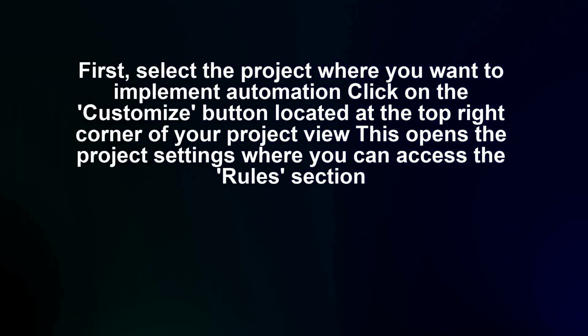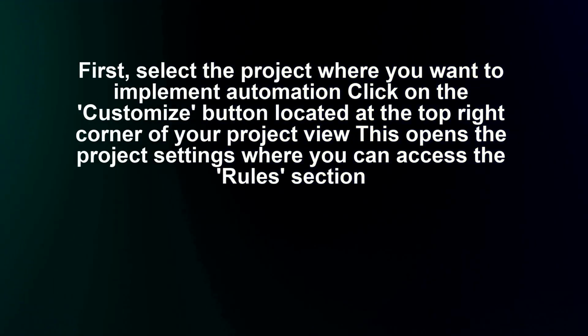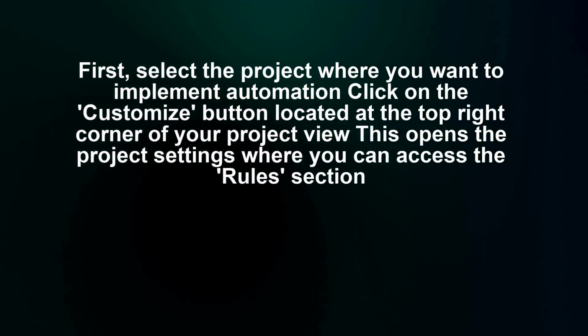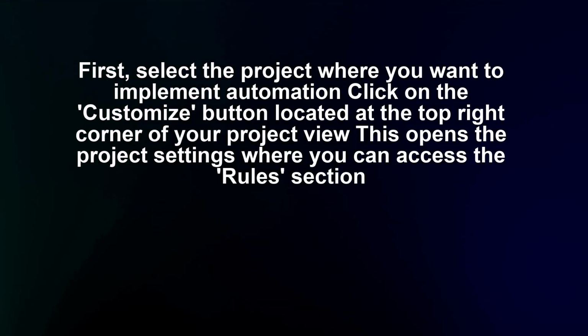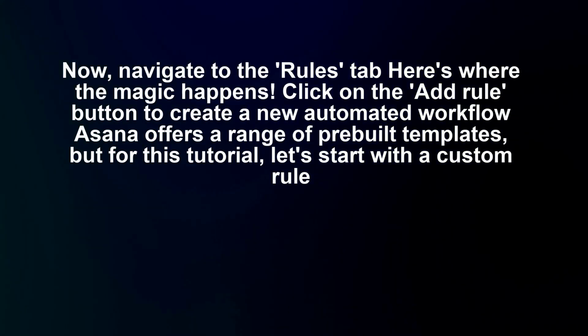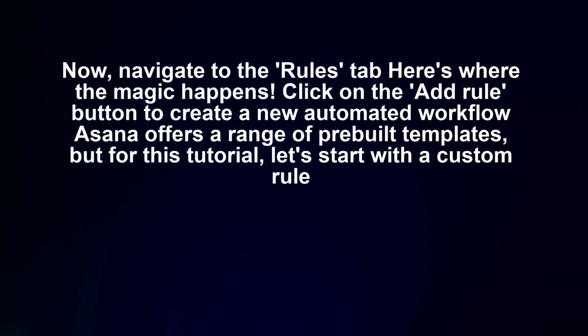First, select the project where you want to implement automation. Click on the Customize button located at the top right corner of your project view. This opens the project settings where you can access the Rules section. Now, navigate to the Rules tab. Here's where the magic happens.